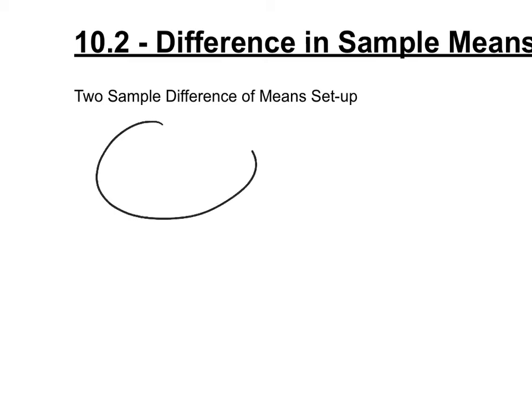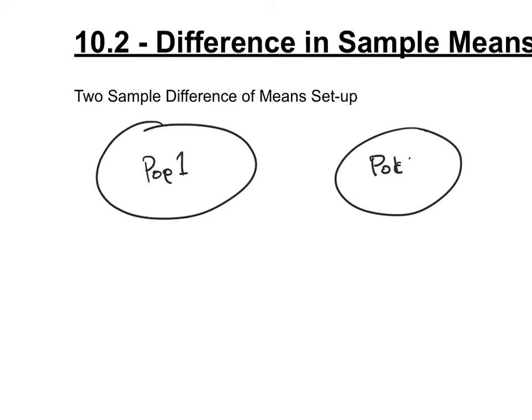Let's set this up, right? It's similar to what we did. We've got population 1, we're going to have population 2. We're going to pull a sample 1 out of this, and a sample 2 out of this, right? So we're always going to be comparing things. This could be the average SAT score of West Linn High School and the average SAT score of Lake Ridge High School, and we want to compare them.